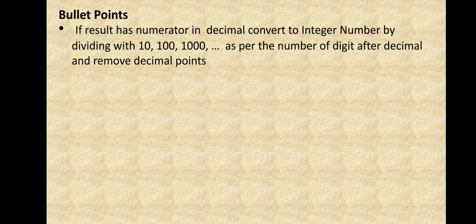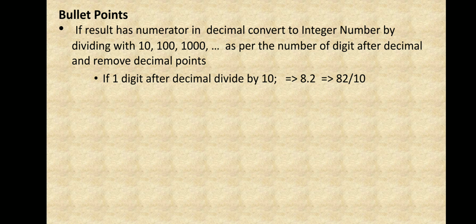So now we have some bullet points for you, and this is the doubt which will be cleared over here. You had the question that 8.5/2, how is it converted into 85/20? Am I right? So this doubt will be cleared in this slide. Now if a result has the numerator in decimal, you have to convert it into an integer number by dividing it by 10, 100 or 1000 as per the number of digits after the decimal, and remove the decimal points. So now for example, if you have one digit after decimal, then you have to divide it by 100.